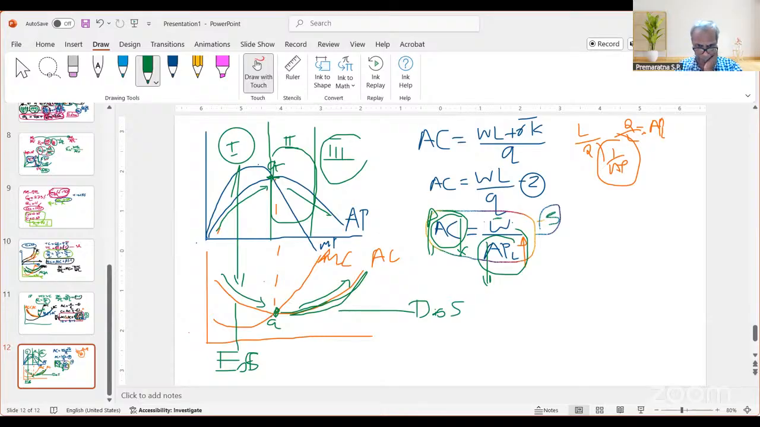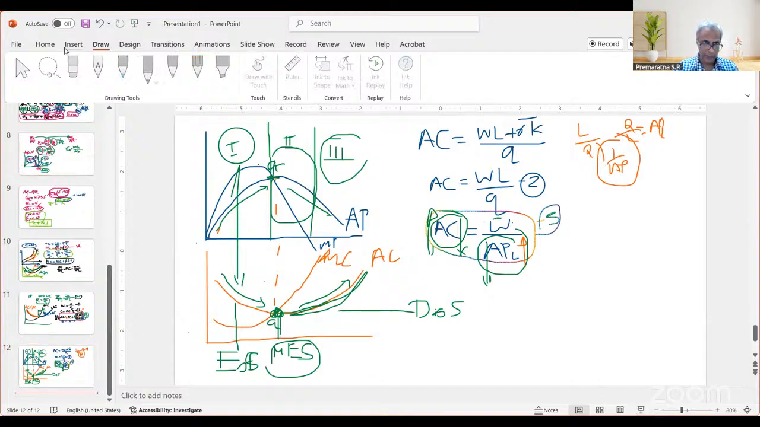The minimum point here on the average cost curve is what we call the minimum efficient scale. Minimum efficient scale.